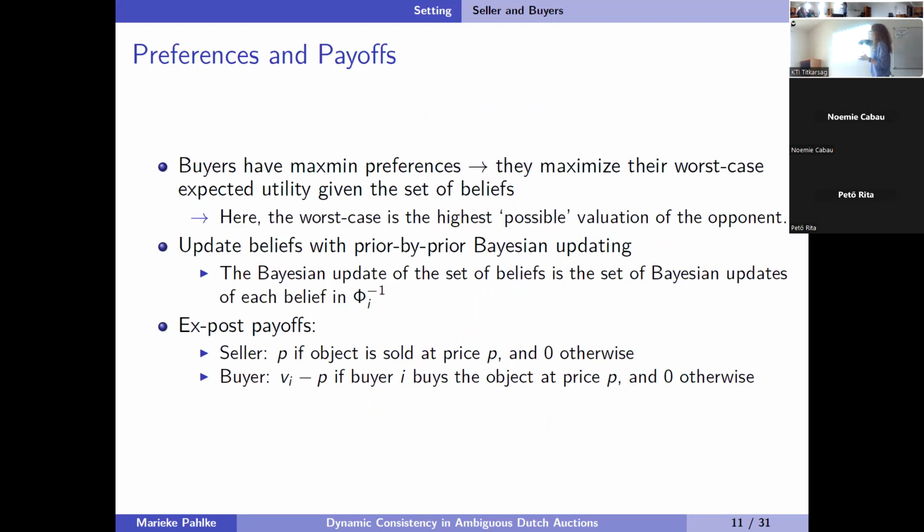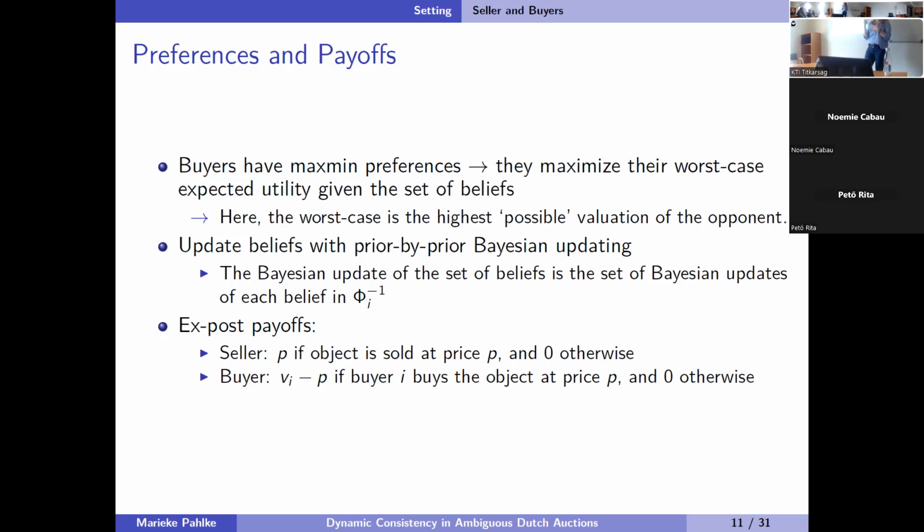So in this setting, the worst case is somehow very simple, because it's always that the valuation of the other buyer is high. The best case belief will always put more weight on high valuations of the opponent, because an opponent with a higher valuation will accept higher prices. So that's always the best case. That's, due to the setting, relatively easy.